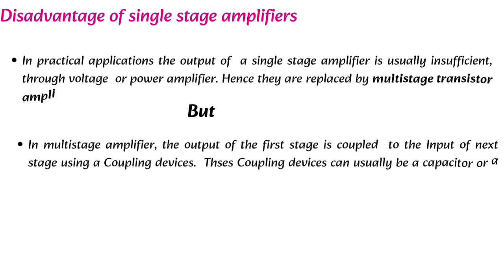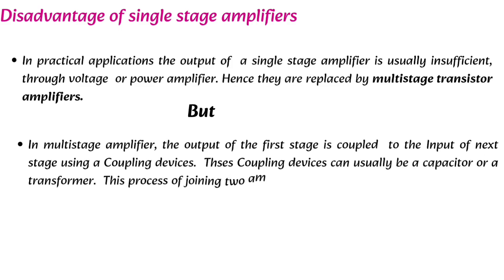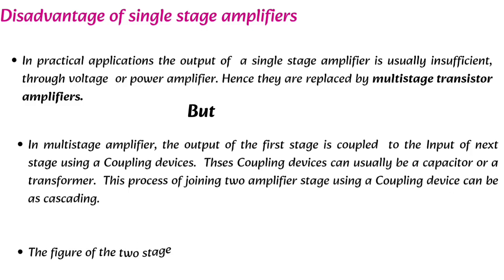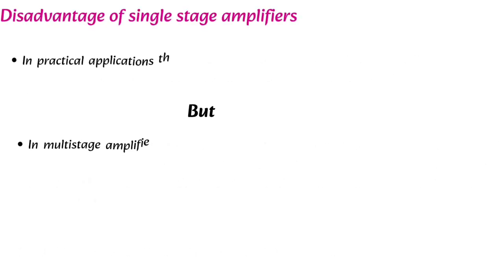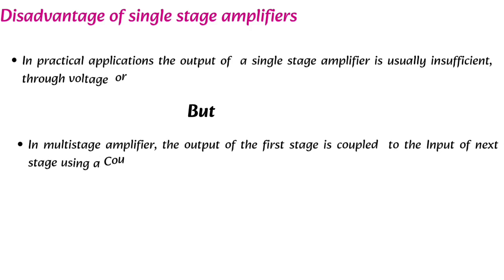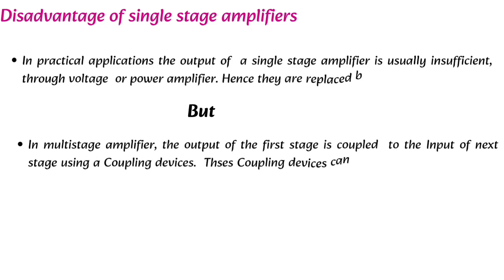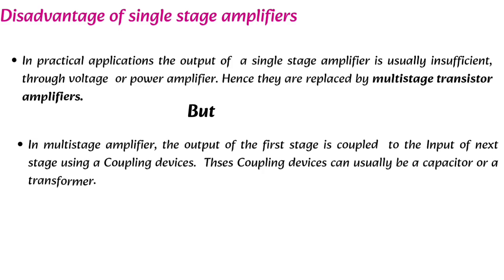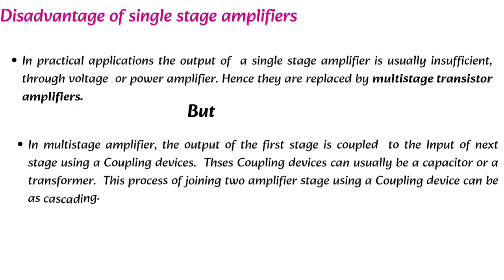Now we will see what are the disadvantages of the single stage amplifiers and what is the reason we are now using the multi-stage amplifiers. In practice, whatever output we get from the single stage amplifier is insufficient, insufficient in the voltage or power. To replace this, we are designing the multistage transistor amplifiers. In multistage amplifiers, we are getting the desired output. But what upgrades are done in these multistage amplifiers? How are we achieving the desired output in the multistage amplifiers?